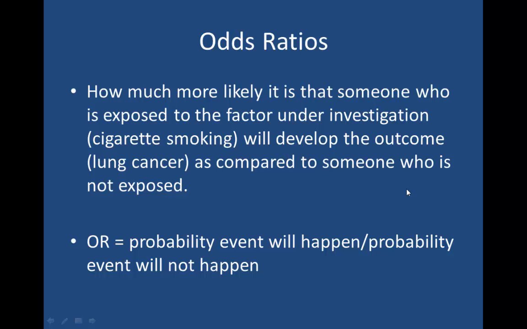With odds ratios, we are really looking at how much more likely is it that someone who is exposed to a treatment or medication or procedure will develop the outcome as compared to someone who is not exposed. So odds ratio is really the probability an event will happen versus the probability the event will not happen. If you bet at a racetrack, if you do sports betting, you understand odds ratios. They are not intuitive to most people. They are not simple percent calculations.